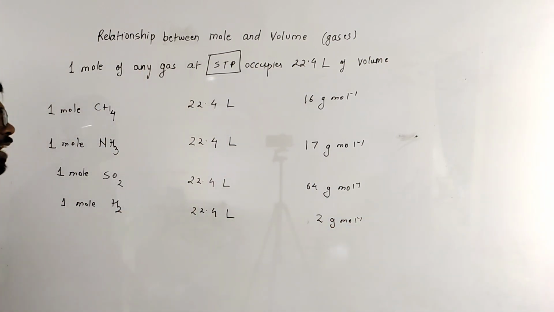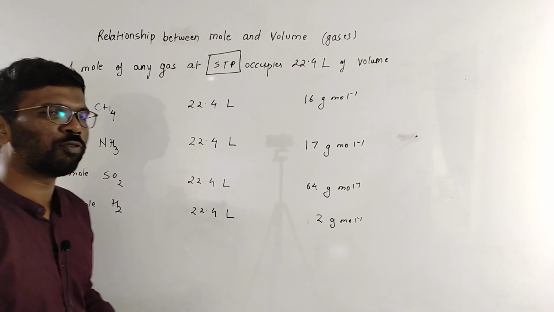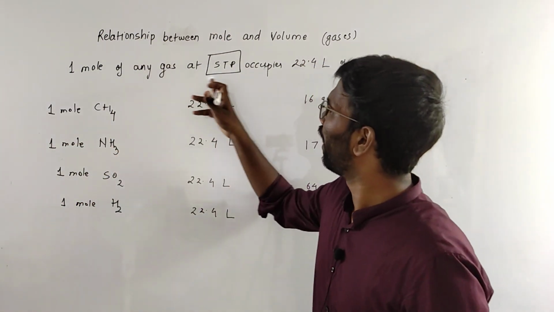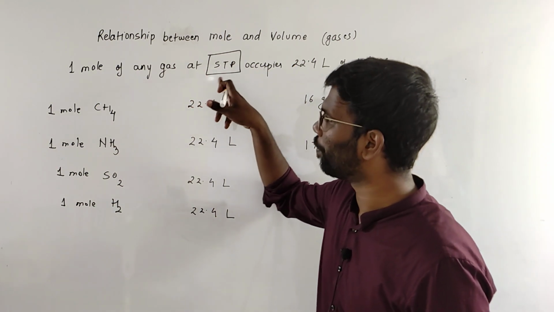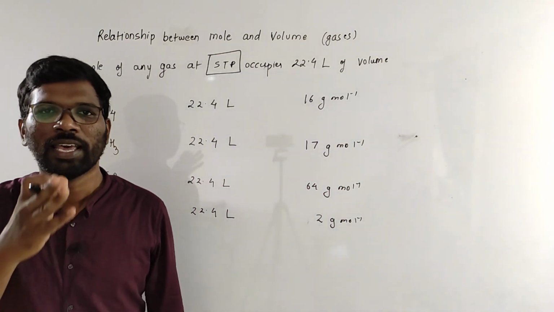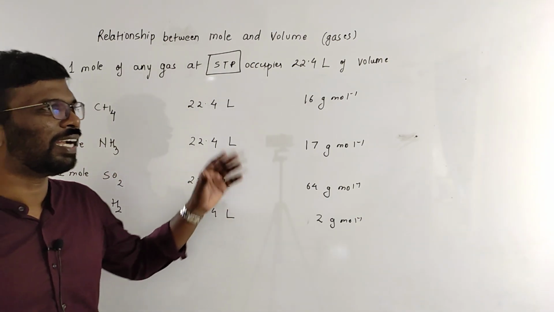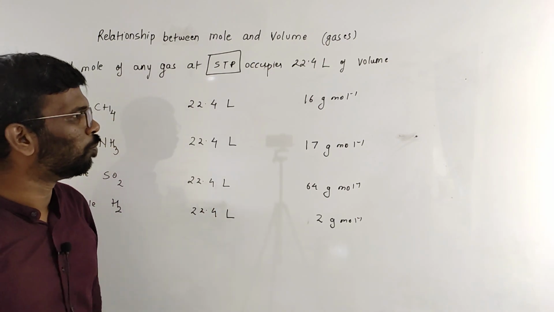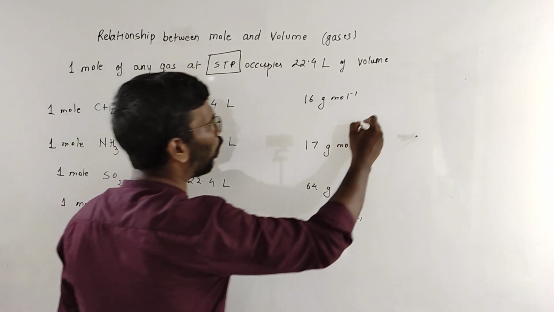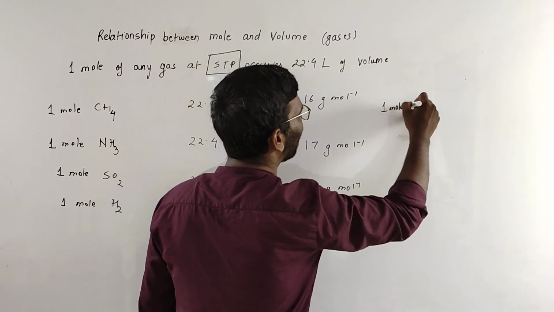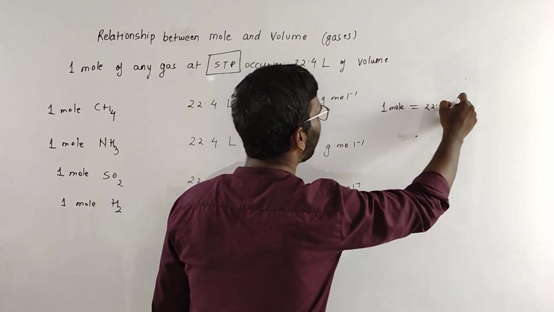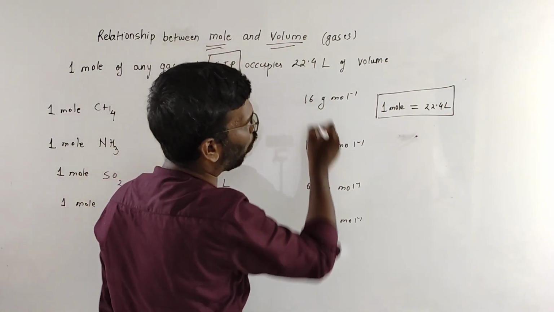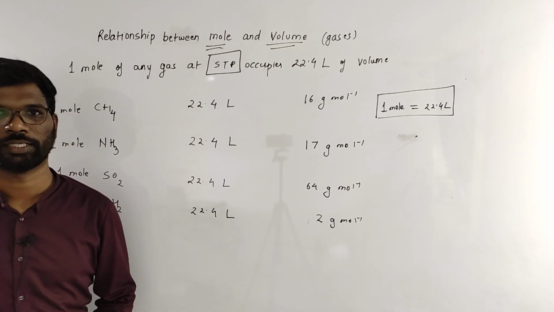So 1 mole of any gas, whether it is methane, ammonia, sulfur dioxide, H2, carbon dioxide, any gas, if it is in the gaseous form and at standard conditions of temperature and pressure, that is 273 Kelvin and 1 atmosphere pressure, then it should occupy how much? 22.4 liter of volume. So in short, 1 mole of any gas has 22.4 liter. This is the standard relationship between a mole and the volume when it comes to gases.